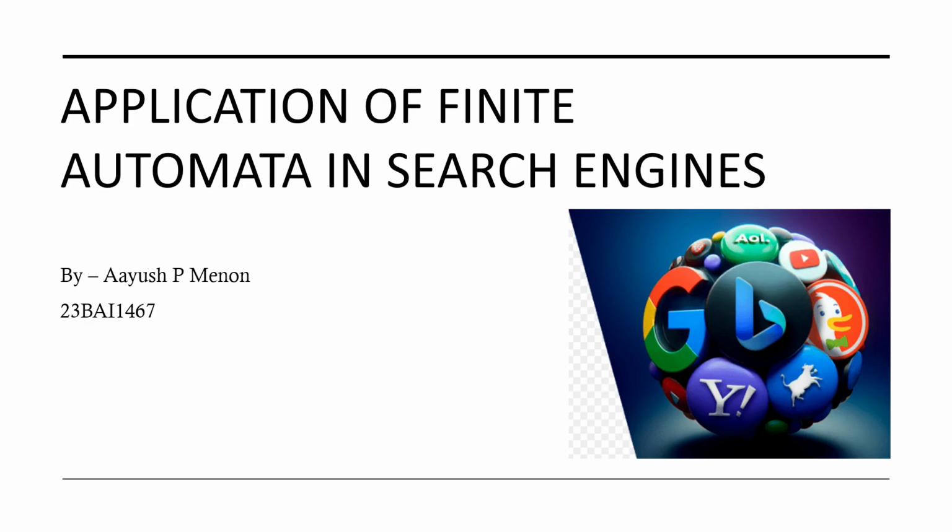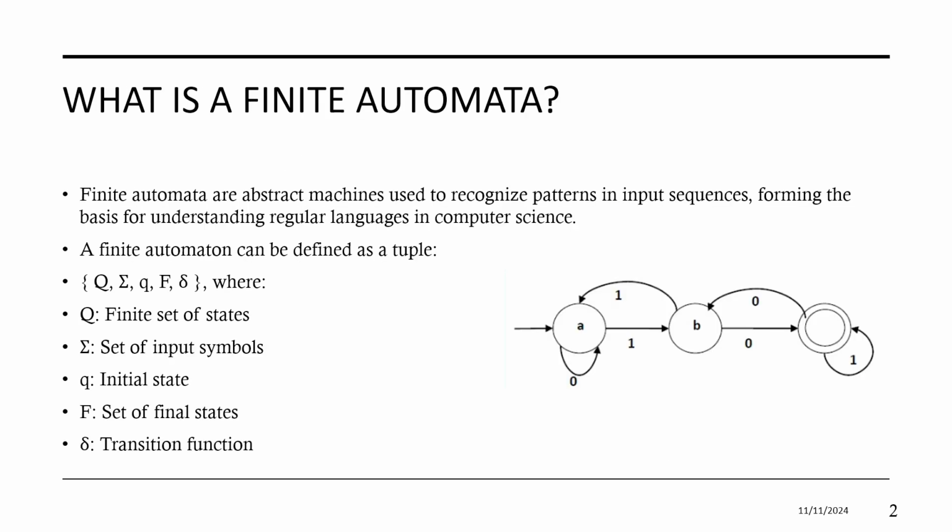Here it is. So, this is the title slide, of course. And firstly, let us understand what is finite automata. Finite automata are abstract machines used to recognize patterns in input sequences, forming the basis for understanding regular languages in computer science. So, finite automata help match the user input to the available data that is already present with the search engine.